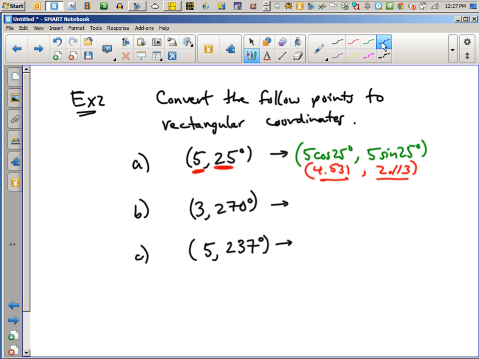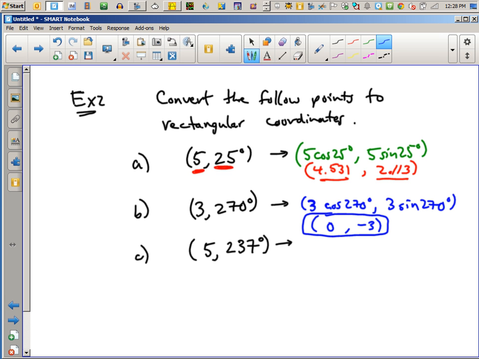Okay, let's look at this next one. 3 cos 270, comma, 3 sine 270. Now this one you don't really need a calculator for because you know that cosine 270 is 0 and sine 270 is negative 1. But you're welcome to use a calculator if you need, as long as you're still familiar with your unit circle.